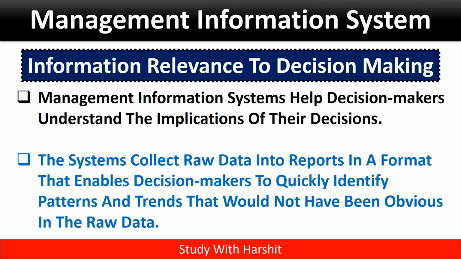Information relevance to decision making. Management information systems help decision makers understand the implications of their decisions. The system collects raw data into a report in a format that enables decision makers to quickly identify patterns and trends that would not have been obvious in the raw data.